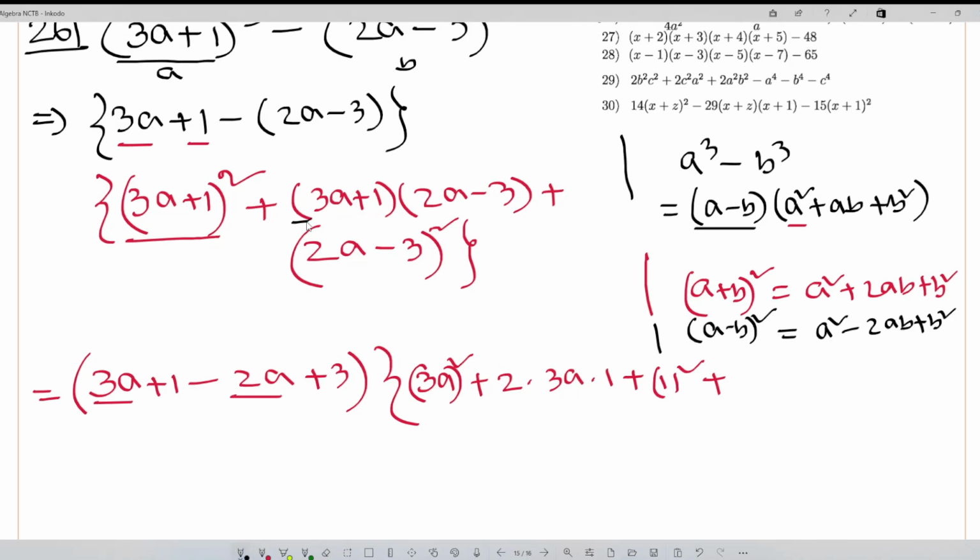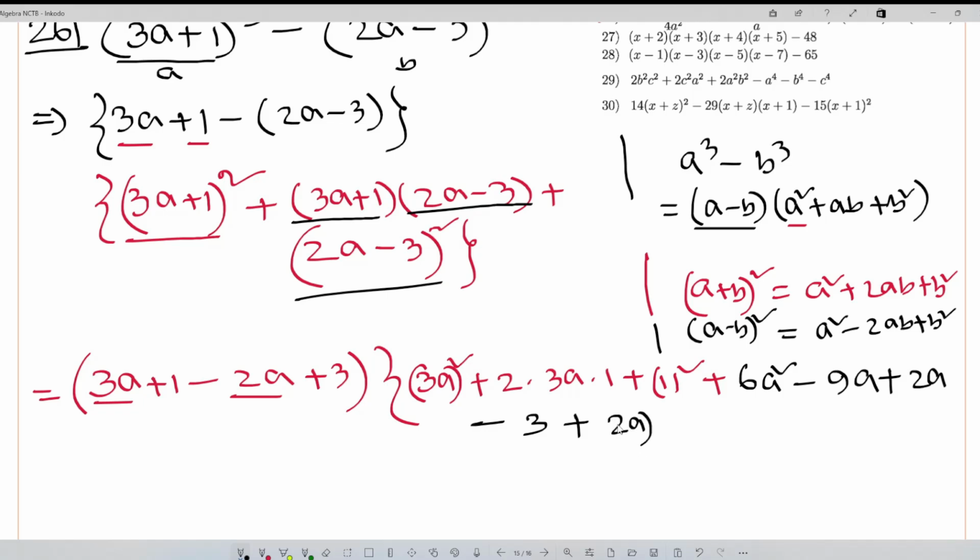Plus now 3a plus 1 times 2a minus 3, it means 3a times 2a, it's a 6a square, then minus 9a, then plus 2a, then minus 3, plus now this one (2a minus 3) square, it means 2a square minus 2 times 2a times 3 plus 3 square, and we are following a minus b whole square equals a square minus 2ab plus b square formula, right?